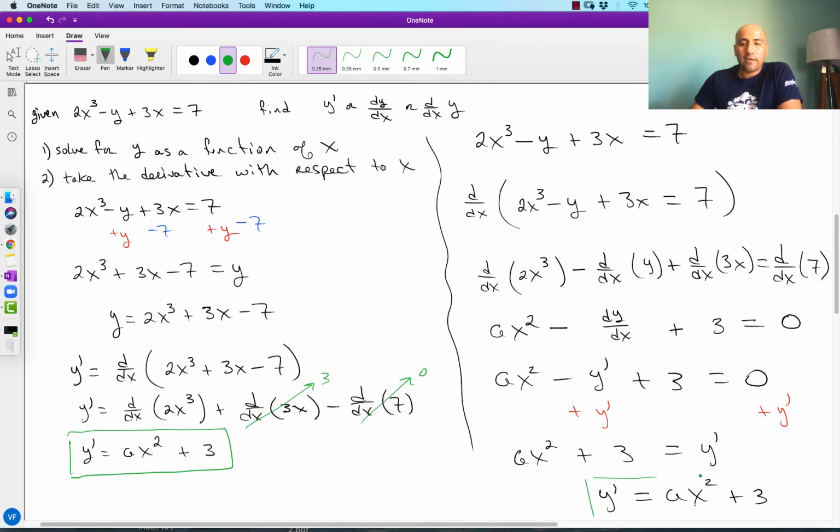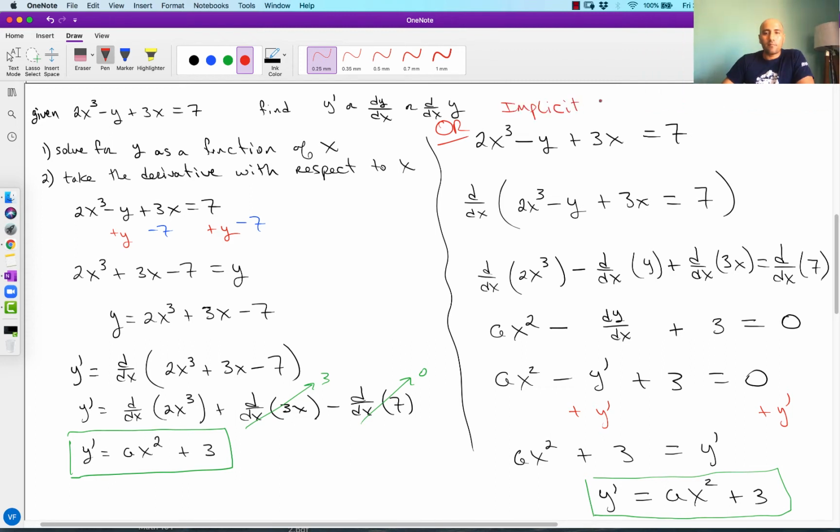Same answer as before. Okay, so what is the point here? The point is that we didn't have to solve for y if we do it this way. This is called implicit differentiation on this side. And over here, this is implicit. Okay, so that's the big advantage here. We don't have to solve for y first. We can just start taking derivatives without solving for y first.